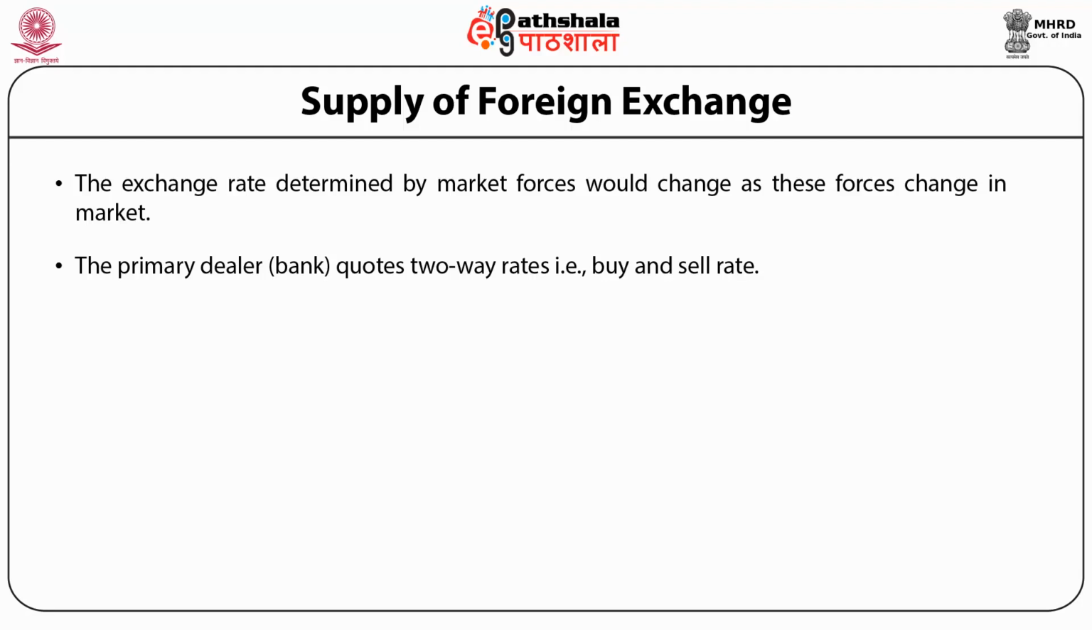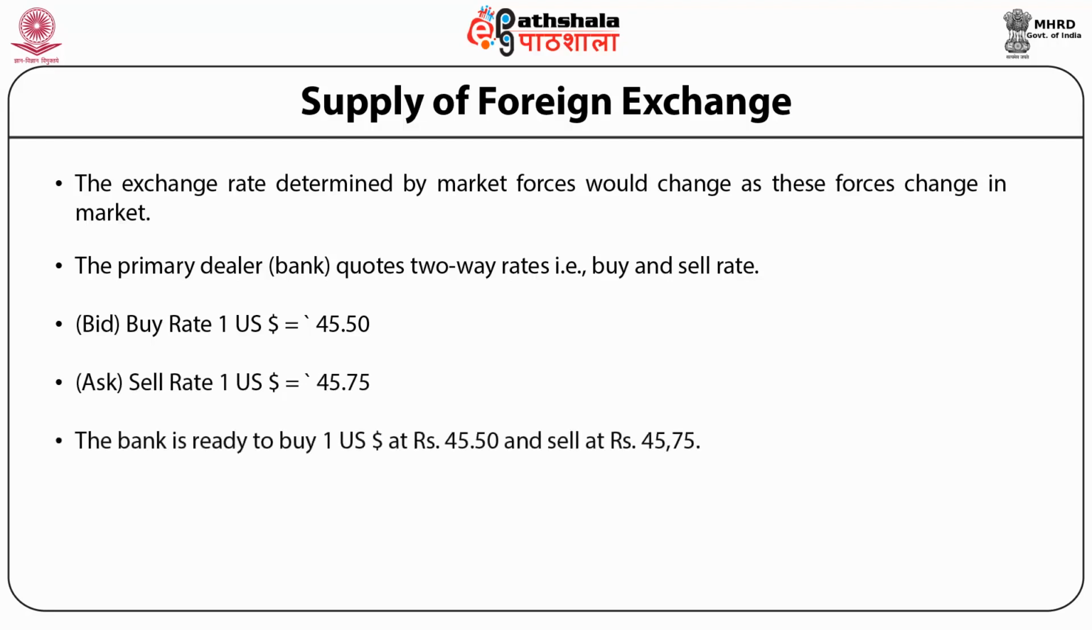For example, let us understand the bid. The buy rate of $1 is 45.50 Indian rupees, and ask, which is the sell rate of $1, is 45.75 Indian rupees. The bank is ready to buy $1 at rupees 45.50 and sell it at rupees 45.75. The difference of 0.25 is the profit margin of the dealer.